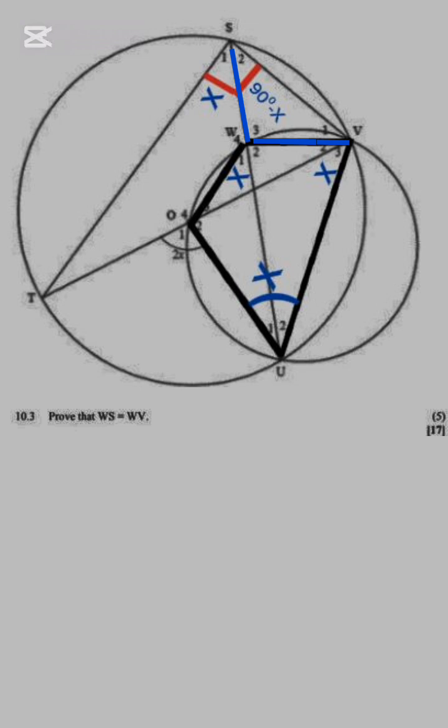If we prove that angle S2 is equal to angle V1, we will know that WS is equal to WV. Okay, let's show that angle S2 is equal to angle V1. We already got angle S2 as 90 degrees minus x on our diagram. So we need to show how we found 90 degrees minus x. Let's get it done. Angle S1 plus angle S2 are equal to 90 degrees. Reason, angle on a semicircle. It's important to do everything step by step.